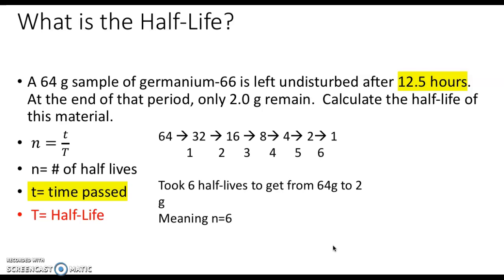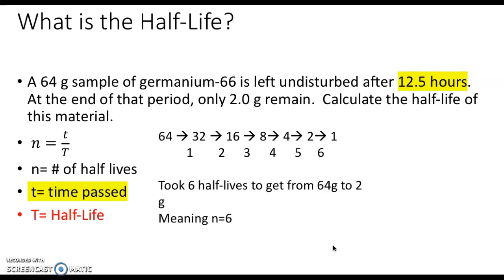So that's what we're going to do. We're going to go from 64 divided in half, that gives us 32. 32 divided in half gives us 16. 16 divided in half gives us 8. 8 divided in half gives us 4. 4 divided in half gives us 2. There's a slight little typo here.